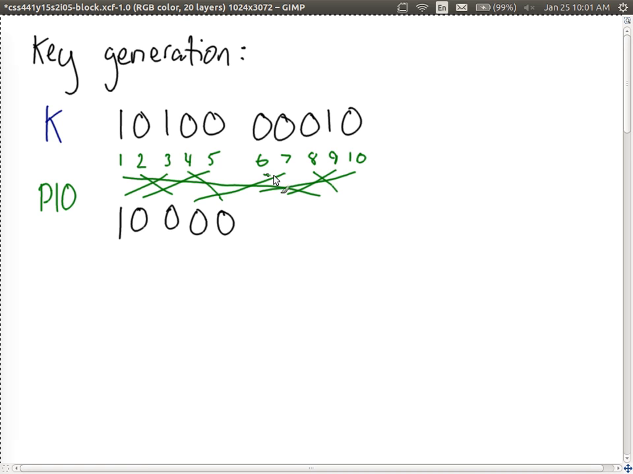Bit 10 was a 0. Bit 9 was a 1. Bit 1 was a 1. Bit 8 is a 0. And bit 6 is a 0. Please check that, when I make a mistake, let me know.